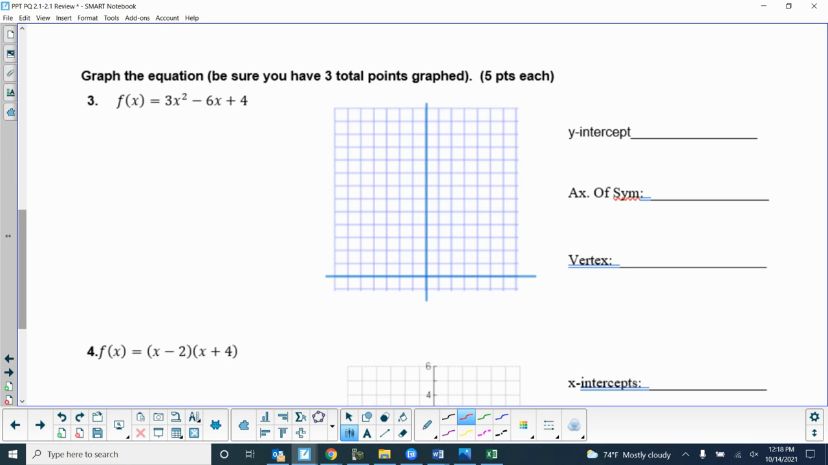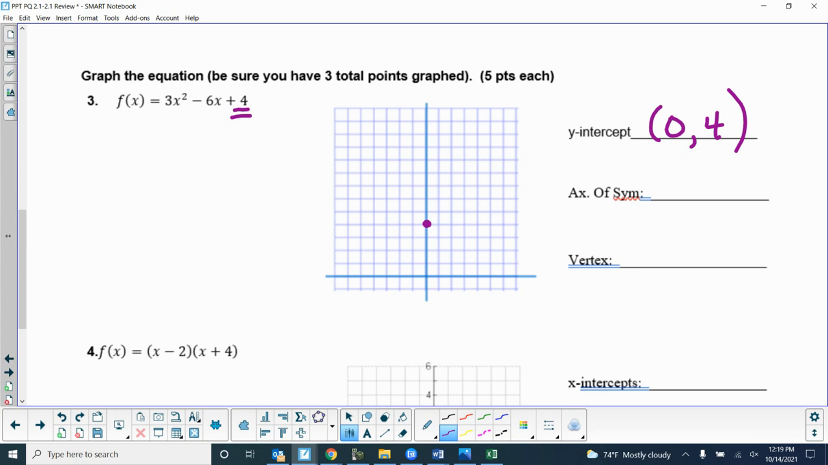All right. So it says graph the equations for 3 and 4, make sure 3 total points graphed, okay? So the vertex and 2 other points, okay? The easiest thing to get is the y-intercept. What is it, Alex? 4. Good. Whatever your C value is, that's your y-intercept. So 1, 2, 3, 1, 2, 3, 4. So that's where it's going to cross the y-axis. I have that point. Is this going to open up or down? It's going to go up.